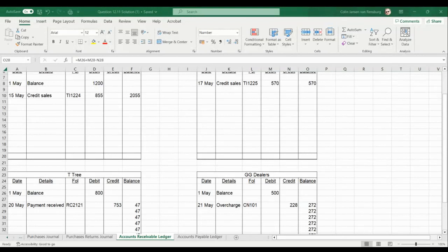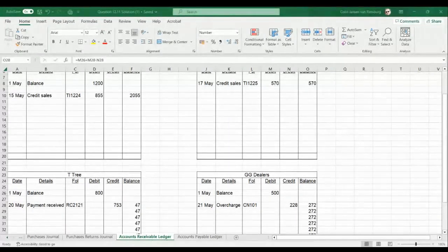So that is why it's called the accounts receivable control account. It gives you control over your individual balances, your individual debtors. So if the balance in your control account in the general ledger does not agree with the total of the balances in your debtors ledger, it means there's a mistake somewhere. And then as an accountant, you will have to go and find it.